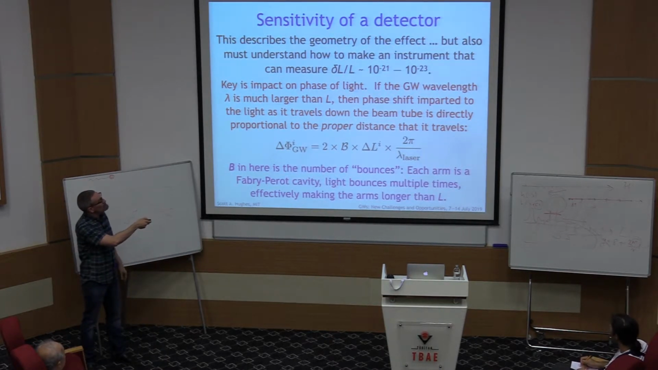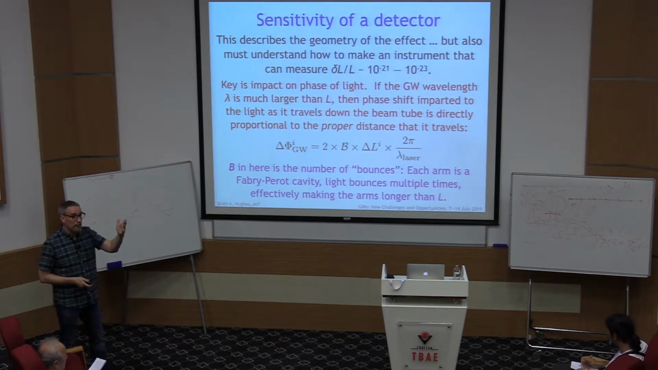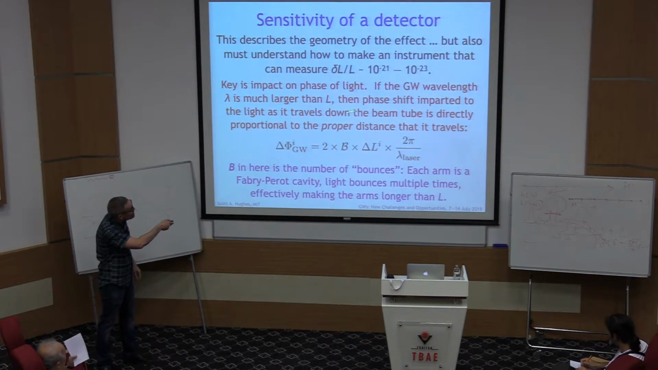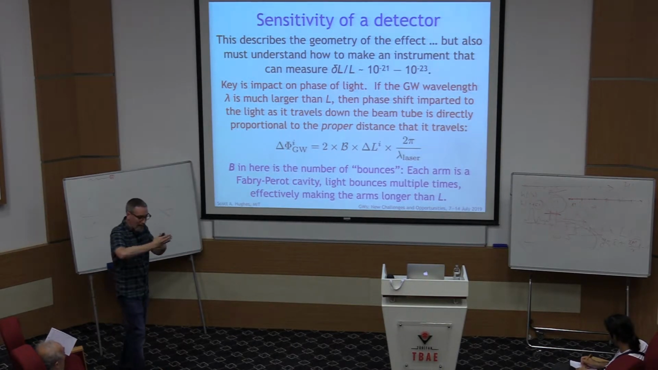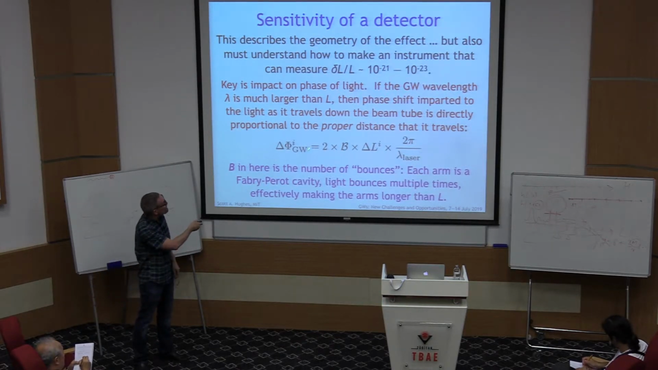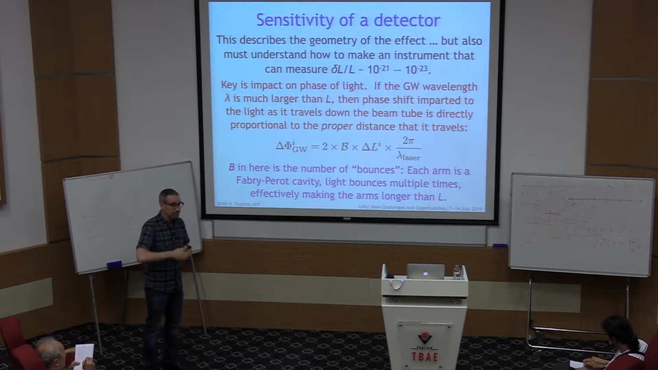It's important to note that what I'm about to say really only holds when the gravitational wavelength is much larger than the length. I will show you, actually, Badri included in his talk a formula that does not have that restriction put into it. For developing the intuition, though, I will keep this condition imposed. So the phase shift on the light as it travels down this beam tube is directly proportional to the proper distance that the light travels as it goes down here. A heuristic formula for this is the change in phase due to the gravitational wave, and you get a factor of 2 because it goes down the arm and back.